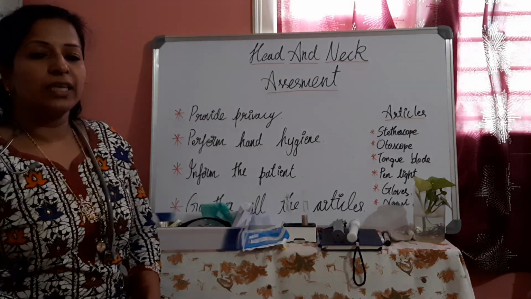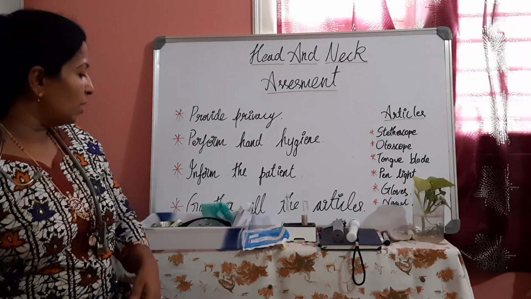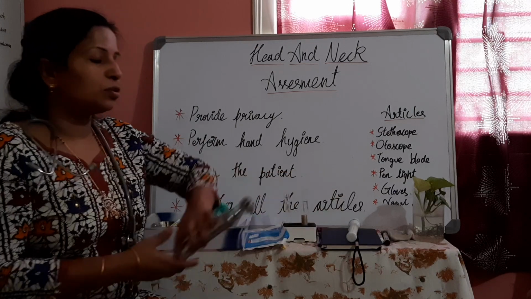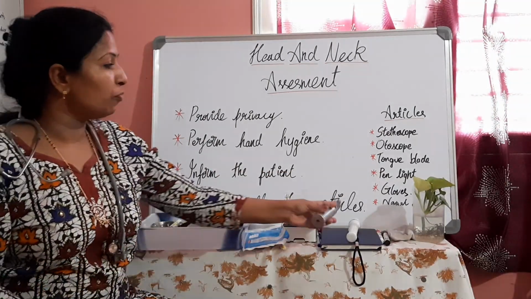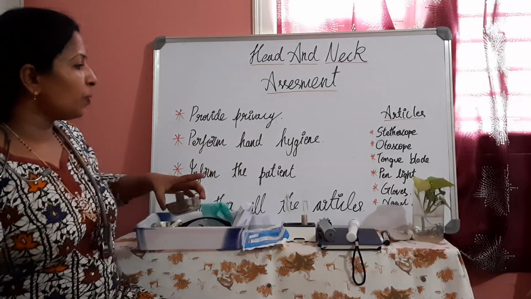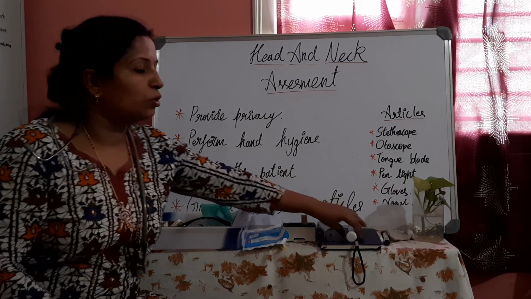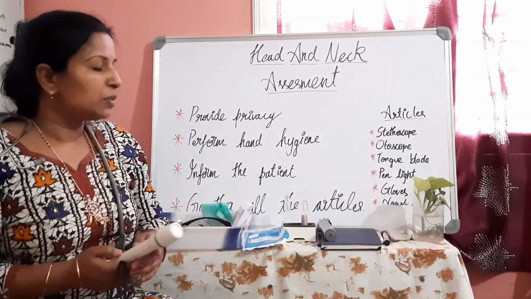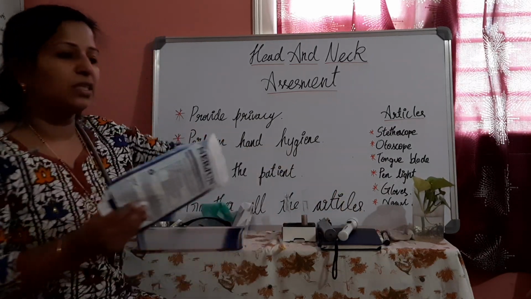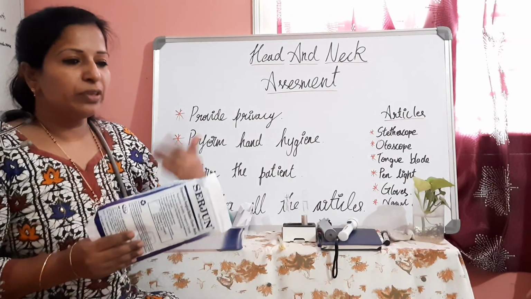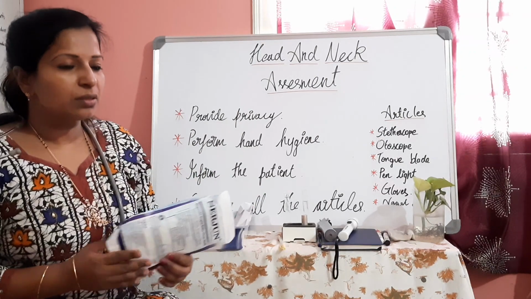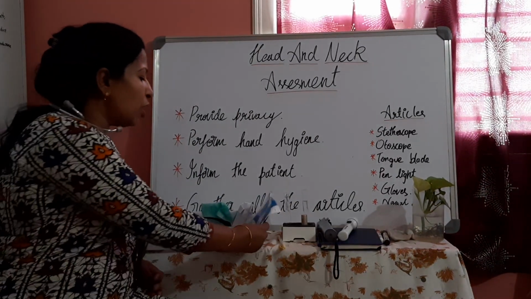The articles needed for head and neck assessment: the first one is a stethoscope, and the second one is an otoscope, to examine the ear of the client. The next one is a tongue blade to examine the oral cavity, and the next one is a pen light or torch light, which will be used to assess the eye. A pair of gloves is also to be used, because when checking the oral cavity, if the patient's saliva or body fluid spills over onto the nose, gloves prevent infection.